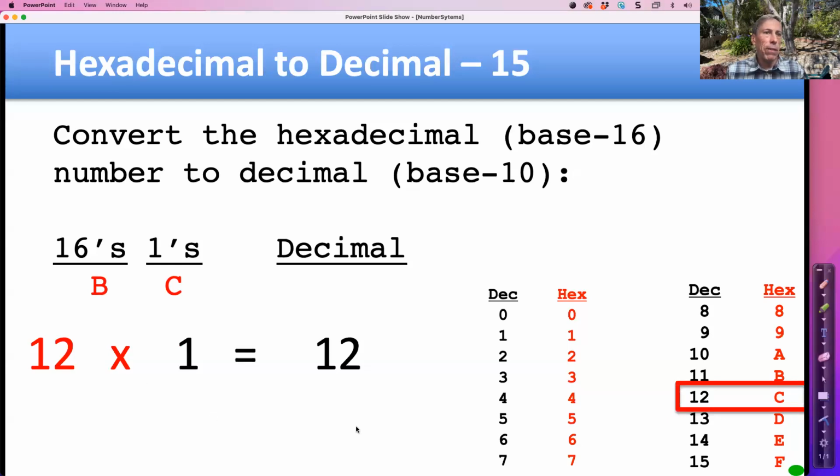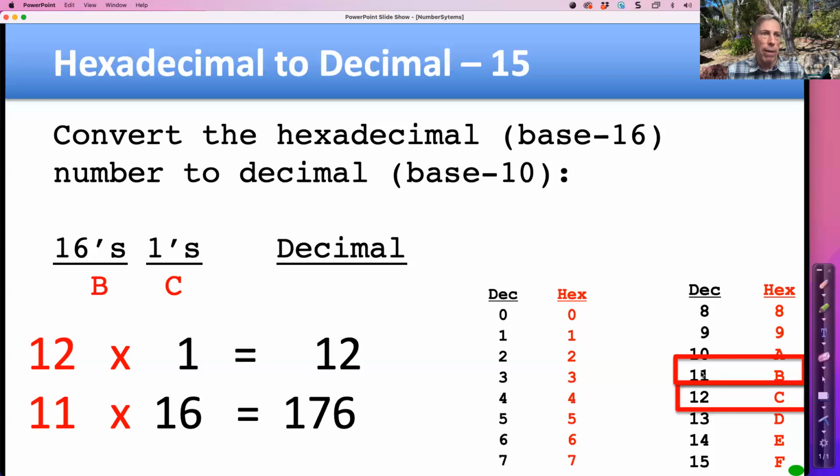B 16s. Let's find B. B is 11. So 11 sixteens. 11 times 16, get that calculator out. 176. We just add these together and we get 188. 188.